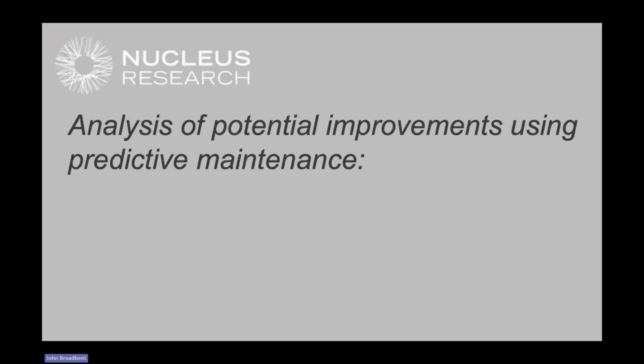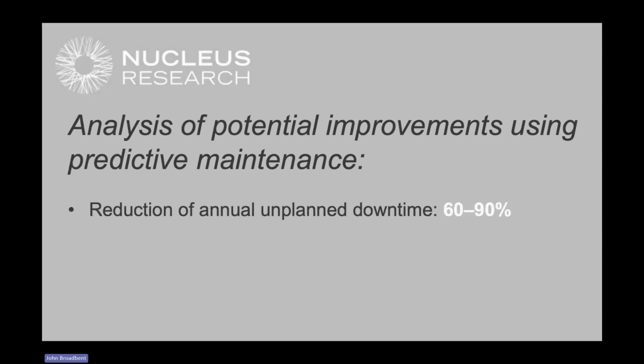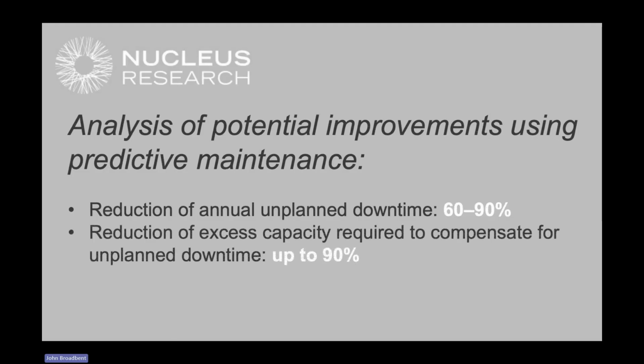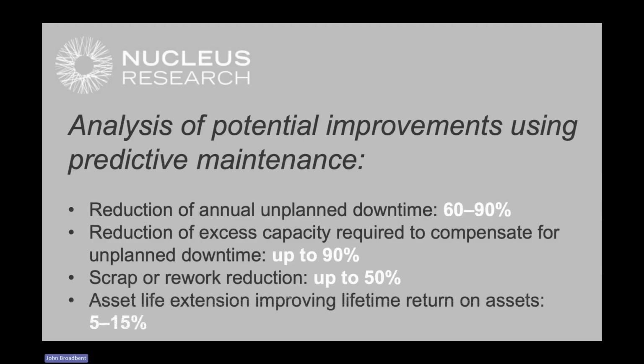Nucleus research showed that the potential improvements using predictive maintenance alone, there was a reduction of unplanned downtime by 60 to 90%. There's a reduction in the excess capacity required to make up for that by as much as 90%. And the scrap or rework reduction was improved by up to 50%. And what's important most of all is the asset life extension. In other words, the lifetime return on assets was improved by 5 to 15%.